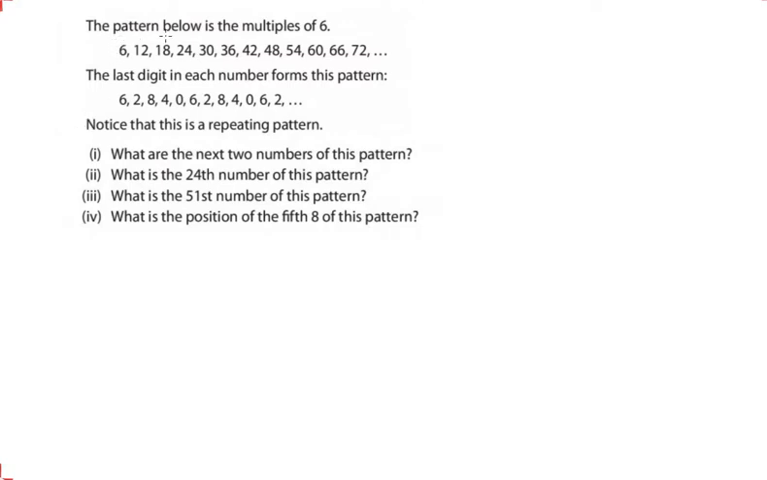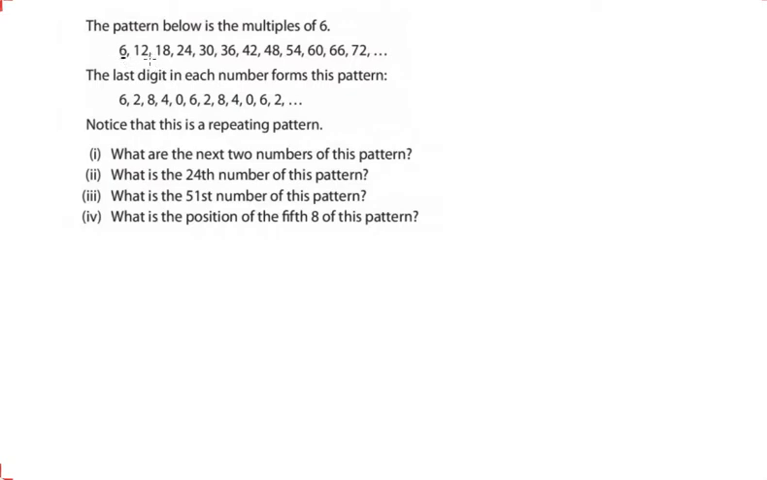So the repeating pattern below is the multiples of 6. So 6, 12, 18, 24. Each time 6 is being added on, okay? Now, they say the last digit in each number forms this pattern. And what they mean by the last digit is, I know there's no last digit when it's single digit, but they want you to include this, okay?